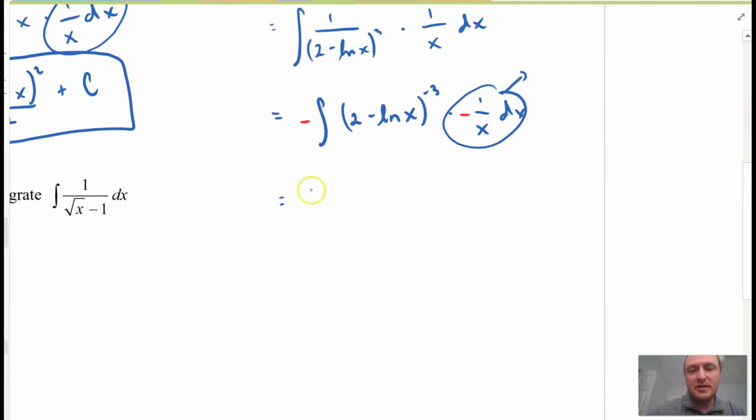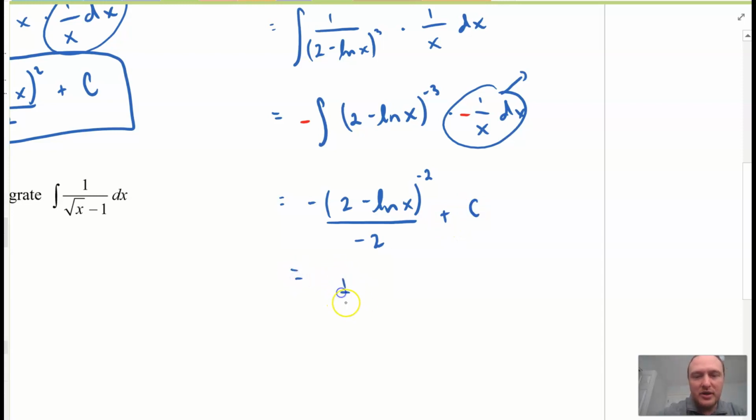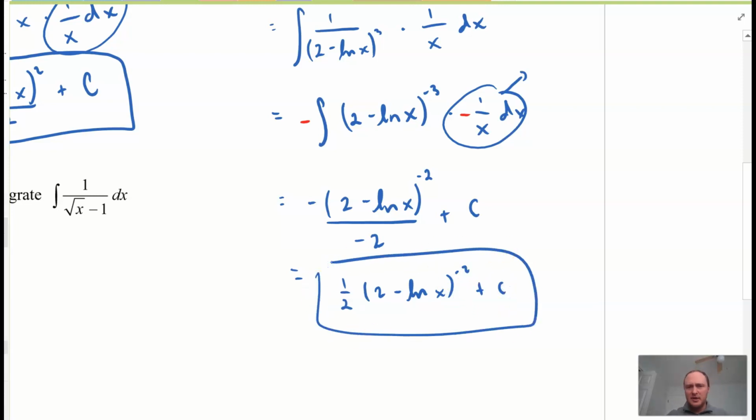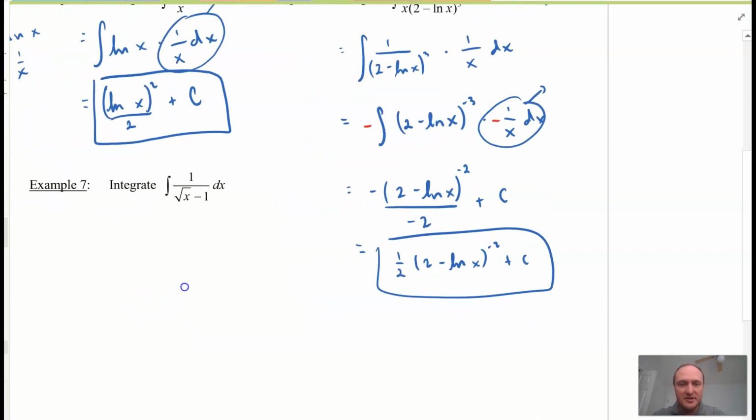So I integrate, and I get negative 2 minus the natural log of x. The power is going to add by 1, so I raise to the power negative 2, and then I'm also going to divide by negative 2 plus c. Okay, and you can rewrite this if you want as 1/2 times 2 minus the natural log of x to the power of negative 2 plus c. And there's your answer. Okay, so that is integrating with the natural log of x. Whenever you see it, again, you have to account for its derivative when you're integrating, right? That's the reverse chain rule.